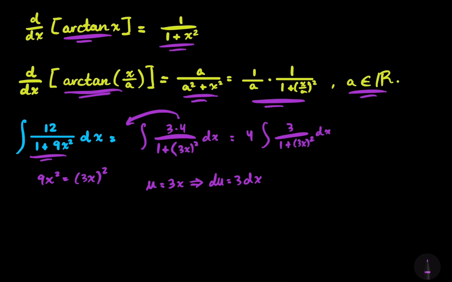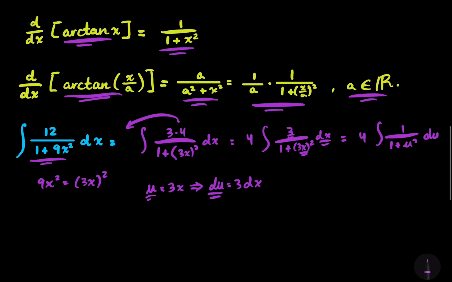And now we can actually substitute. We have a 3 times dx over here, that's just du. We have a 3x quantity squared, and 3x is just u, so that's just going to be u squared. So this is ultimately equal to 4 times the integral of 1 over 1 plus u squared du. And now we have it in this form over here, this 1 over 1 plus something squared form.